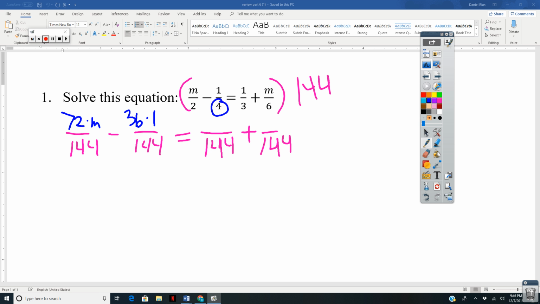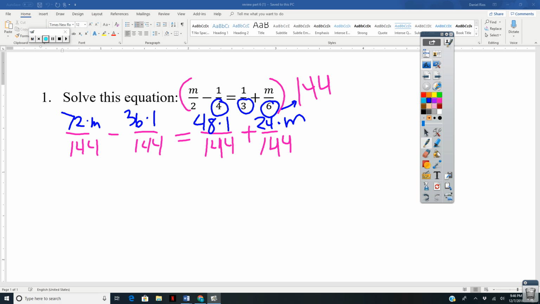And then I need to ask myself, what number times 3 gives me 144? Which means I'm asking myself, 144 divided by 3, what does that give me? It gives me 48. So 48 times 1. And then finally, what number times 6 gives me 144? Therefore, I'm answering the question, 144 divided by 6, which gives me 24. And the m was there, so I'm multiplying.